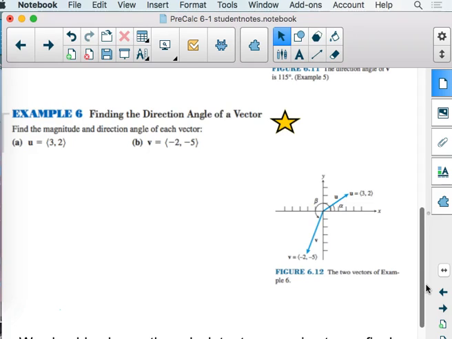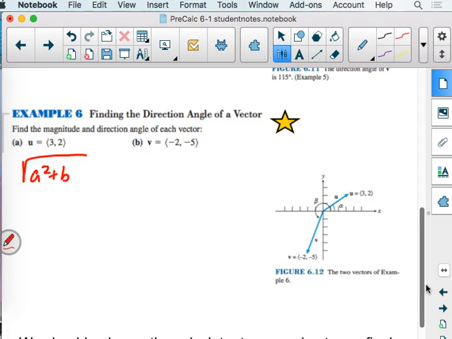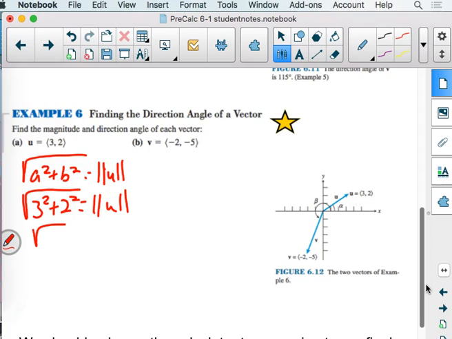All right. So magnitude, where's its initial point? 0, 0. Yeah. So you can just go ahead and use that little square root of a squared plus b squared to get magnitude of u. So square root of 3 squared plus 2 squared. Don't necessarily like using the same numbers again that we had earlier. It's a little bit different.